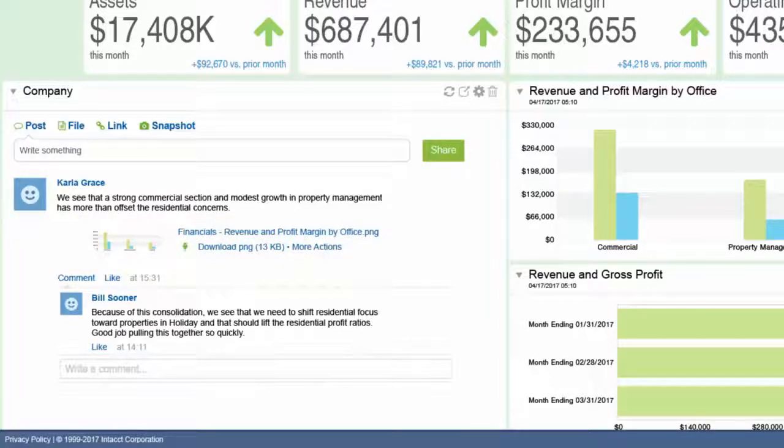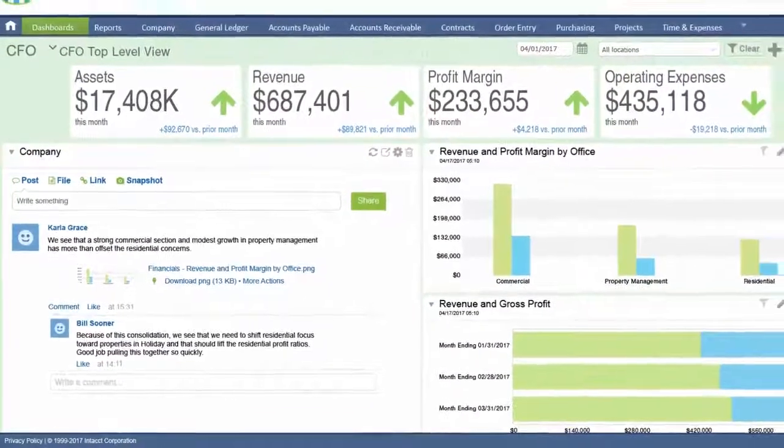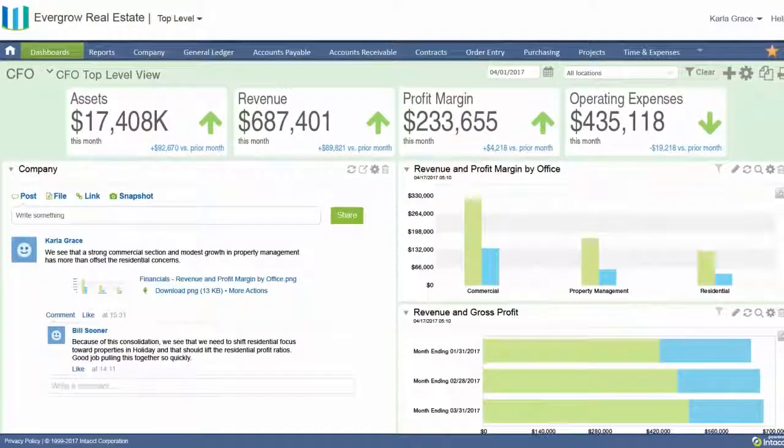A follow-up note from the CEO says, because of this consolidation, we see that we need to shift residential focus toward properties in Holiday, and that should lift the residential profit ratios. Good job on pulling this together so quickly. A year from now, when executives are discussing why they shifted focus, they can replace recollections and speculation with a documented decision and audit trail.